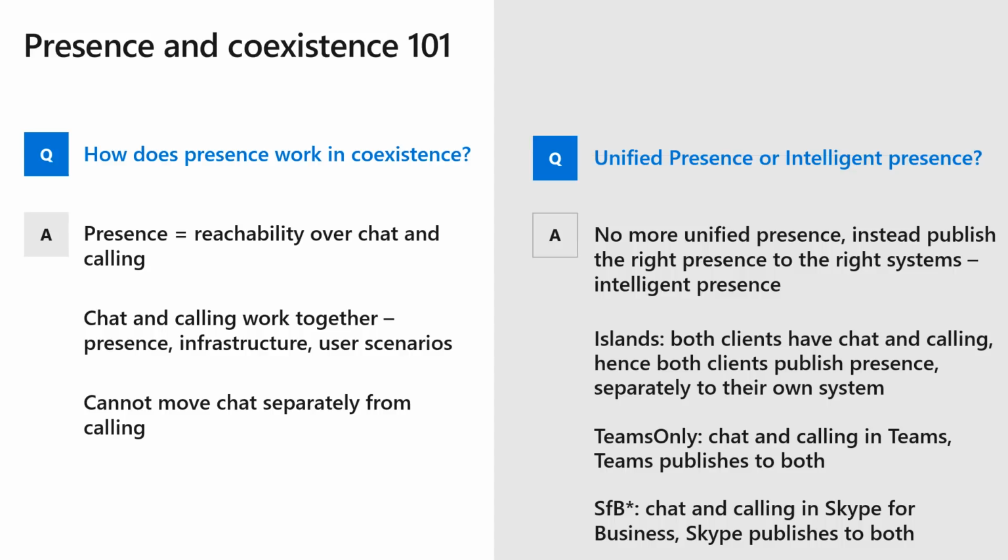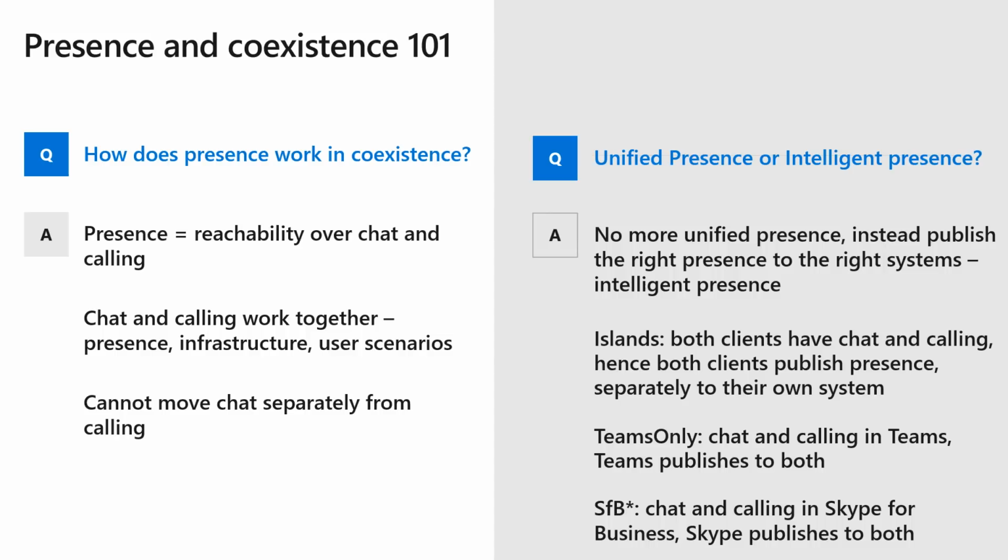Now, a question that often comes up is around the concept of unified presence versus what we call intelligent presence. Previously, we had a concept known as unified presence, where we would effectively aggregate your presence between both Teams and Skype for Business to create this one unified look of presence. After a lot of feedback from customers, we realized that this wasn't a great way to determine reachability for all the various scenarios. So we no longer have unified presence. Instead, we published the proper presence to the proper system. That is what's known as intelligent presence.